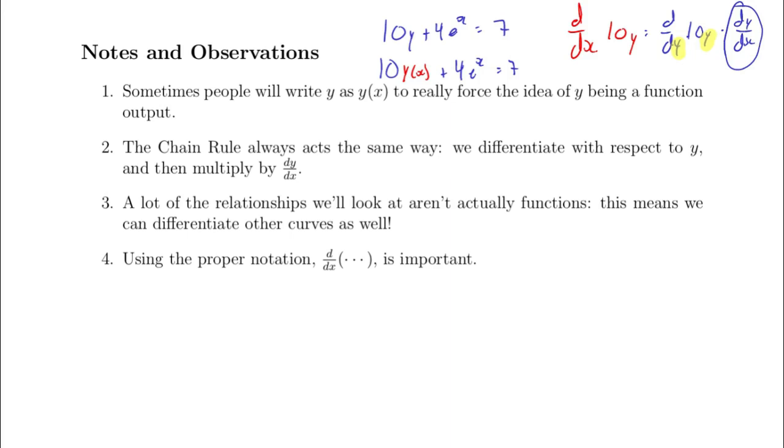The product rule is a little bit more annoying to set up because you have more choices to make. You have to think about what your pieces are, and it might act a little bit differently depending on the way that your equation's set up. But the chain rule is always going to be the same.